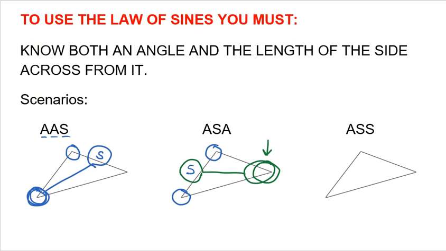used. It could also be used in the ASS scenario, angle, side, side, because again, based on this scenario, I do know an angle and the side across from it. So anytime you are posed with a triangle where you know an angle and the side across from it, you could use the law of sines to solve for anything else that you want. Now, at this point, you might be like, all right, great, but how do I do the work? And that's what we're going to do right now.